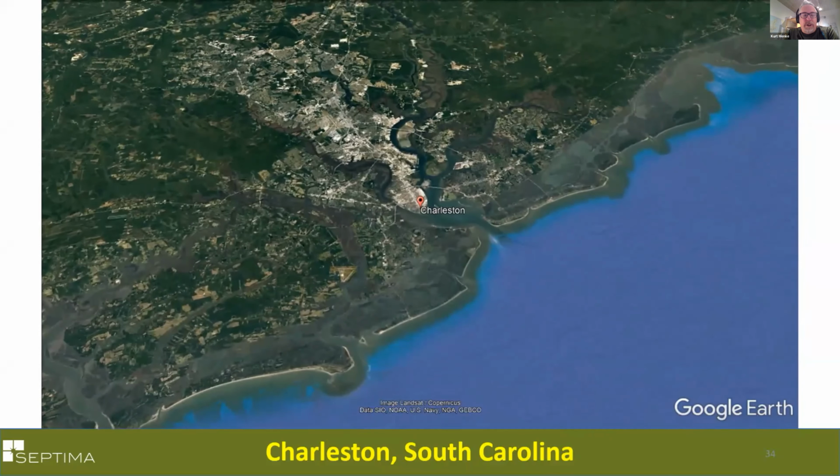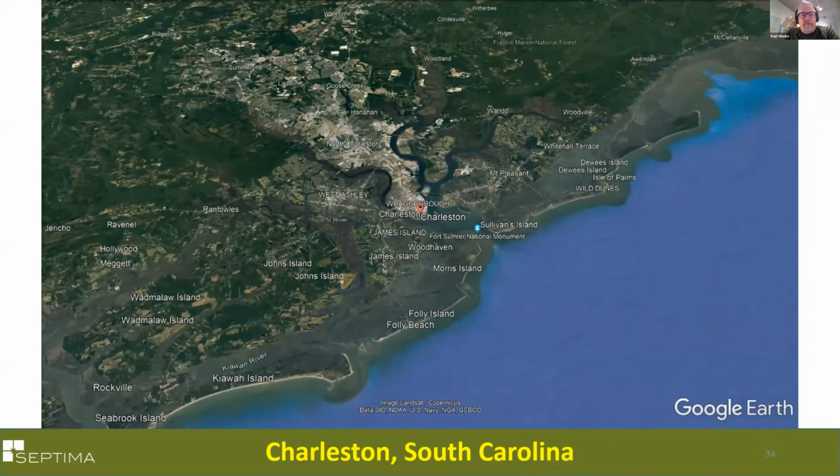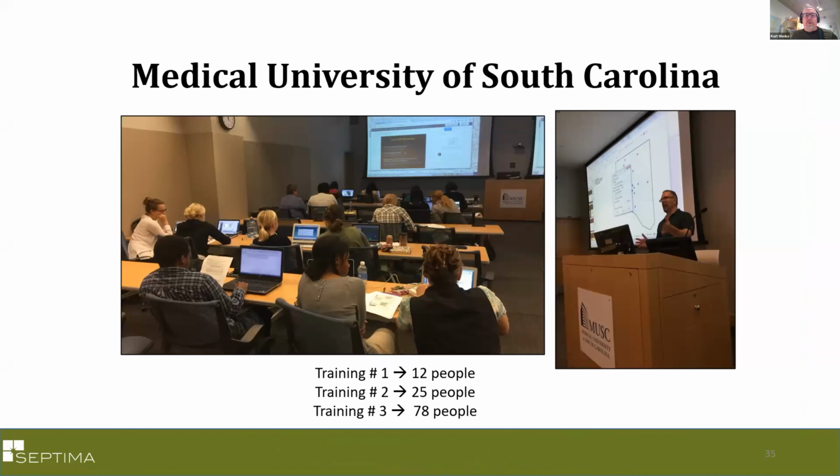So we landed in Charleston, and we ended up doing 3 different trainings there. The first one, 12 people were there. It was mostly the leaders. But it got popular on campus. And so we came back and did another one, had 25 people. And then it really took fire, and they asked me to come back again a couple months later, and I had almost 80 people show up to this workshop, which was a little overwhelming.